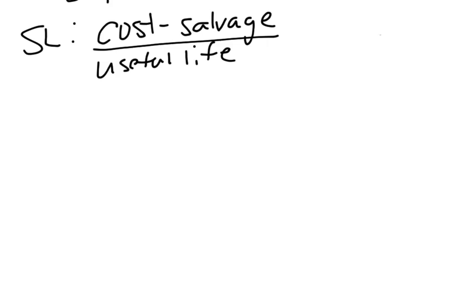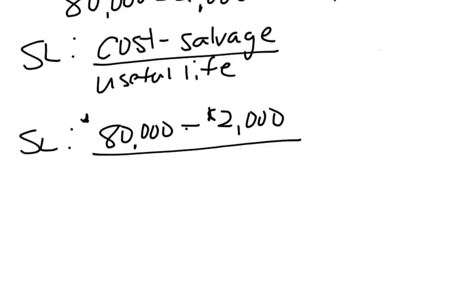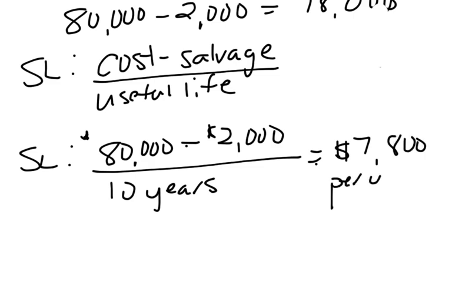Also, cost minus salvage is the same thing as depreciable value. So we already know what that is, but I'm just going to rewrite it out with our numbers. That was $80,000 minus the $2,000 divided by, what was our useful life? Do you remember? 10 years. So if we do this math, you should find that you get $7,800 per year. So when we do this calculation, that is an annual amount.